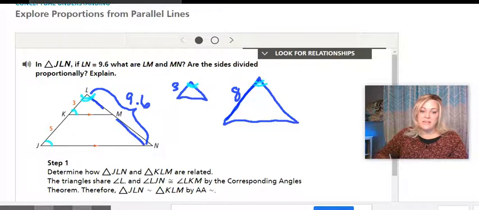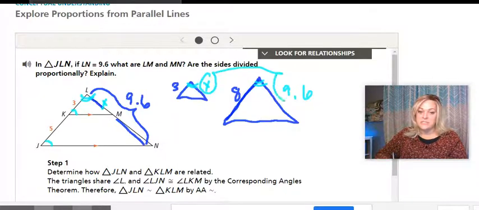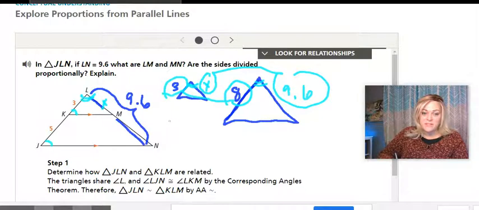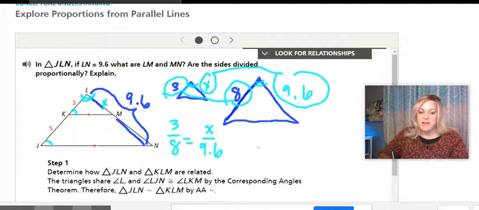So this full length over here is 9.6. I don't have the short triangle, which is right here, that X, but I can set up my proportions, small triangle to big triangle. So let's solve. So I have 3 over 8 should equal X over 9.6. We're going to do our math over here to the right. We're going to cross multiply, and I get 3 times 9.6 equals 8X.